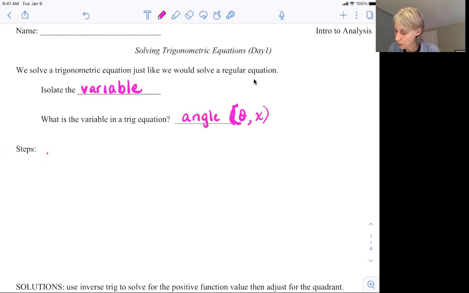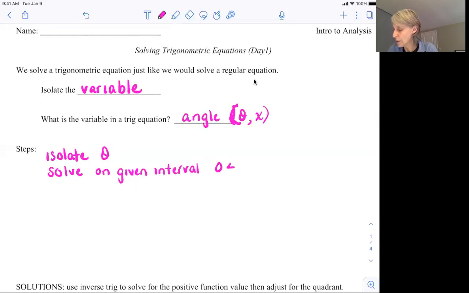So our steps, once again, we're going to isolate theta. Then we want to solve over the given interval, which in most cases is going to be 0 less than or equal to theta, which is less than 2 pi. If you want to think in terms of degrees, it's going to be from 0 to 360. And just notice that that 360 is not included in the interval. So you're really not going to include it if you get 2 pi or 360 as your answer.